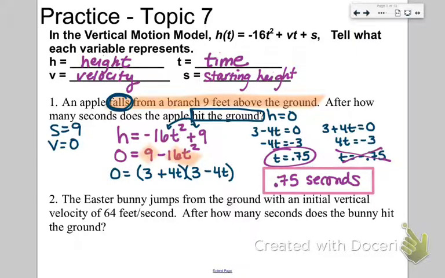All right, looking at number 2, we got the Easter Bunny jumping from the ground. If he's leaving from the ground, his initial height is 0. In this problem, we do get a velocity. The velocity is 64 feet per second, so that is our v.